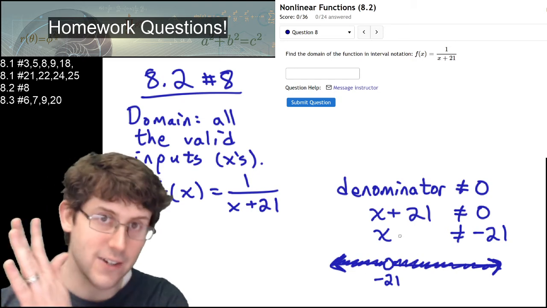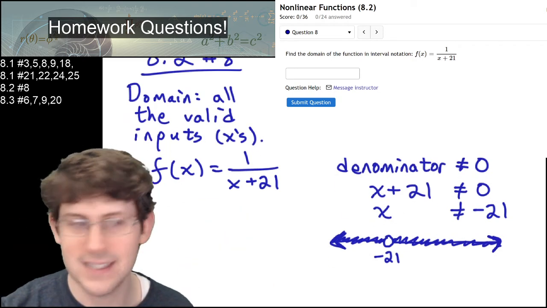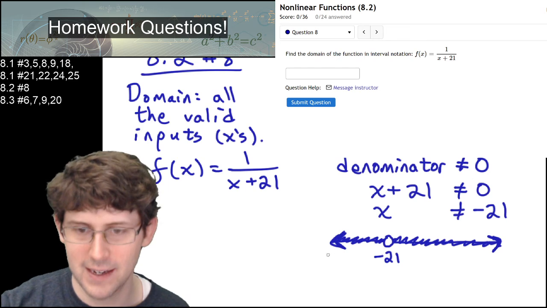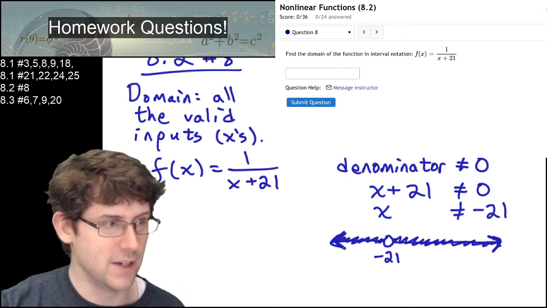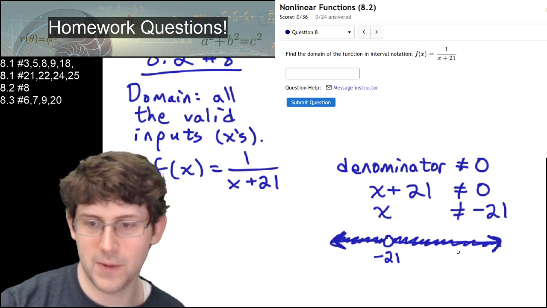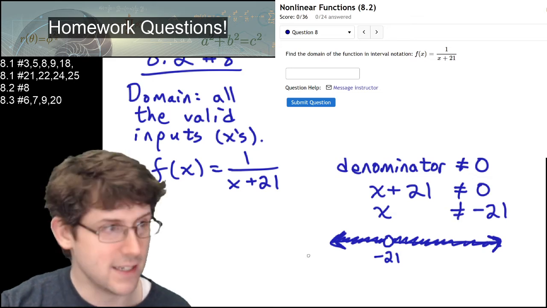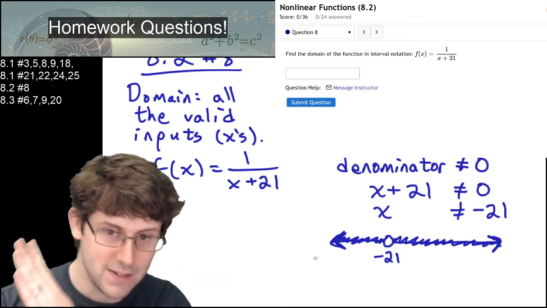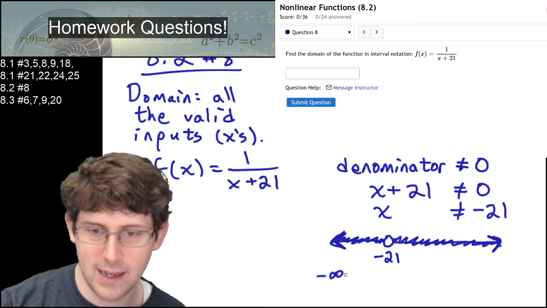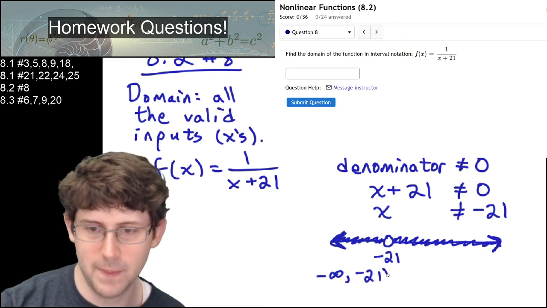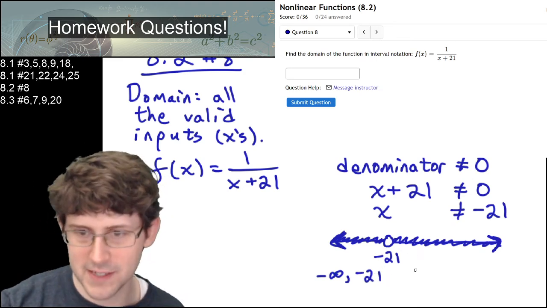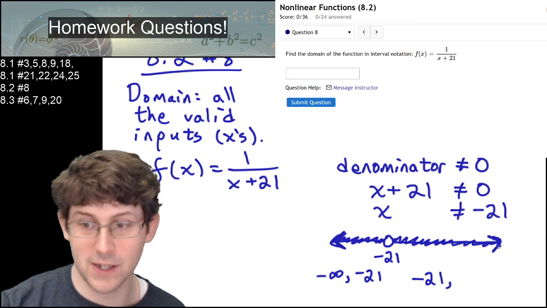Then you can scan across the picture from left to right to see all the intervals that are involved. There's the first interval over here and the second interval over to the right. Scanning left to right, the first interval starts at minus infinity and goes up to minus 21. And the second interval starts at minus 21 and goes all the way up to infinity.